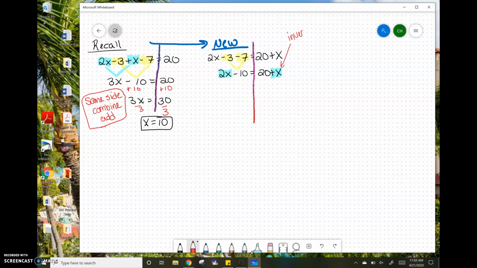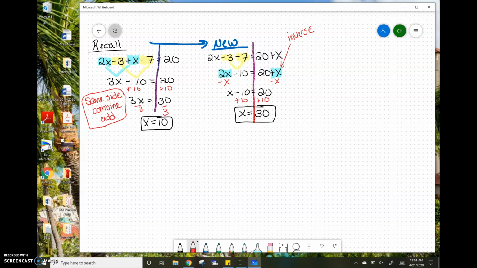The inverse of adding x on both sides is to subtract x on both sides of the equal sign. Whatever you do on the left, you have to do on the right. So you have 2x minus x, which is 1x. Then you have x minus 10 equals 20. Then you can add 10 again on both sides to get that x alone. So x will equal 30 in this case.